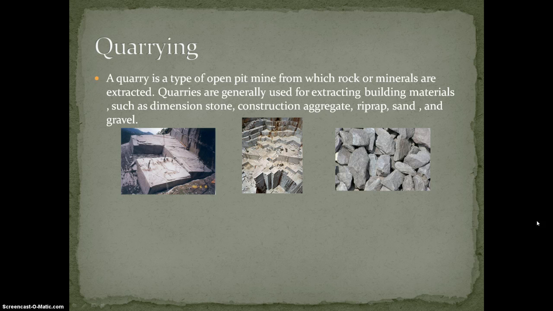Quarrying. A quarry is a type of open pit mine from which rock or minerals are extracted. Quarries are generally used for extracting building materials such as dimension stone, construction aggregate, riprap, sand, and gravel. Next, there's a few videos on how the quarrying process works.